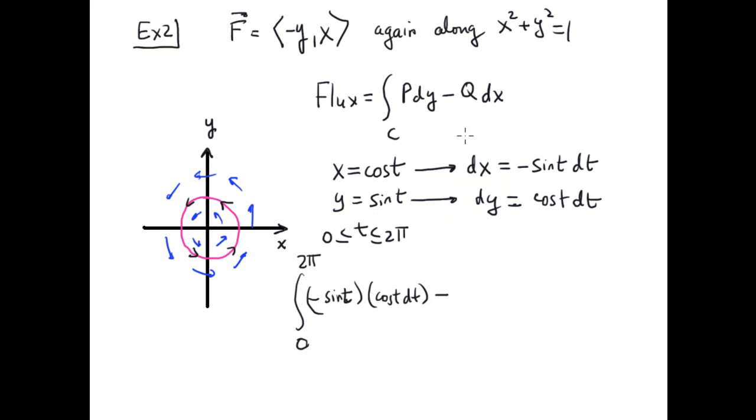Minus Q, where Q is x. x is cosine t, and dx is minus sine t dt. Negative becomes positive. Cosine times sine, cosine times sine. It's obviously zero. Zero flux, no flux. In this case, no flux. The same curve, but I changed the vector field, and the vector field now has no flux.